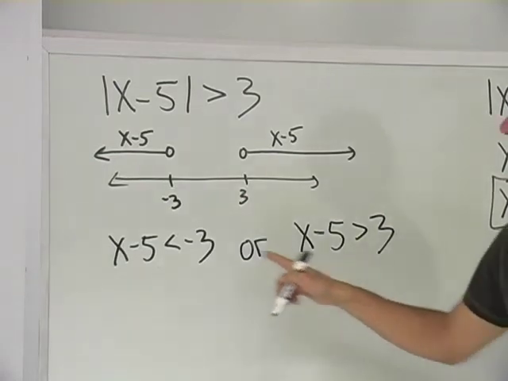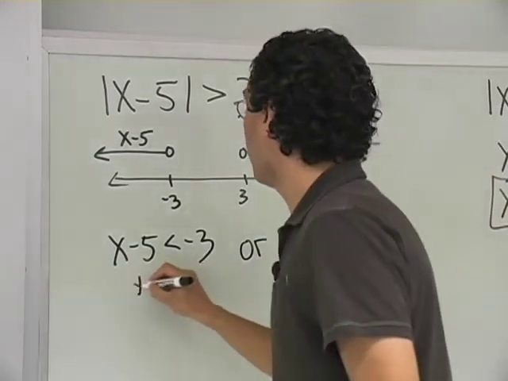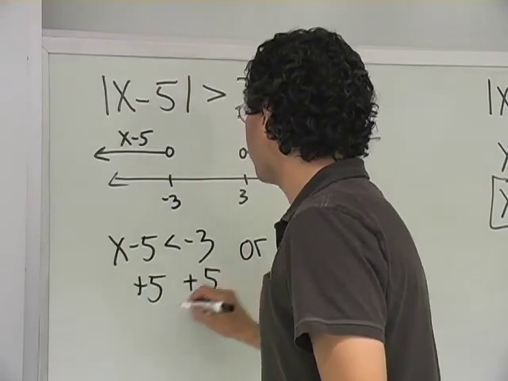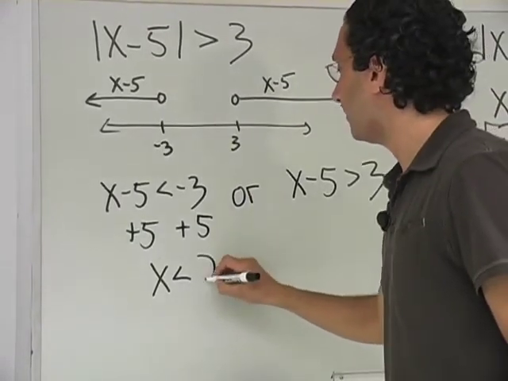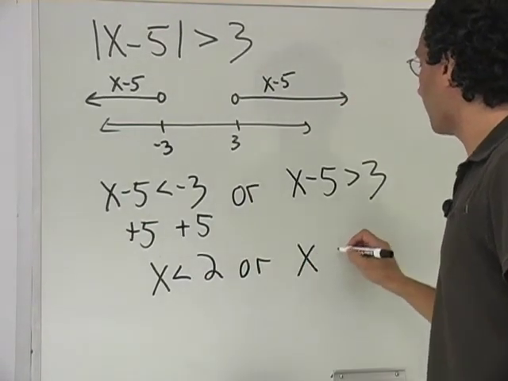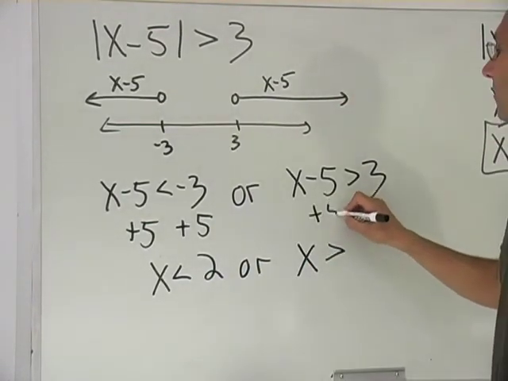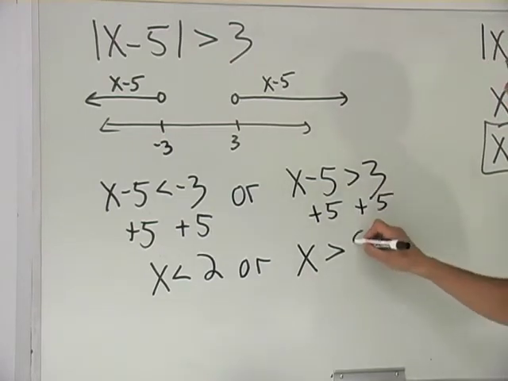So now we can solve each of these guys individually. Adding 5 to both sides, we get that x is less than 2, or x is bigger than, adding 5 to both sides, 8.